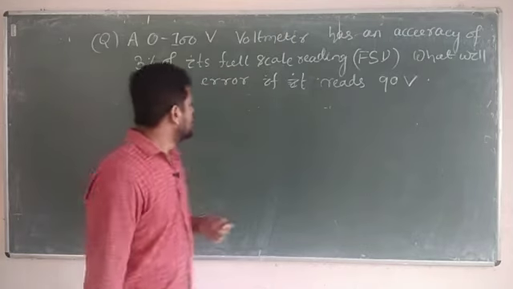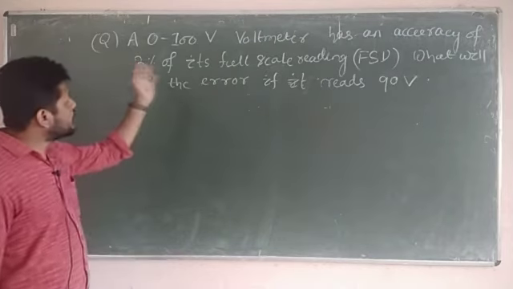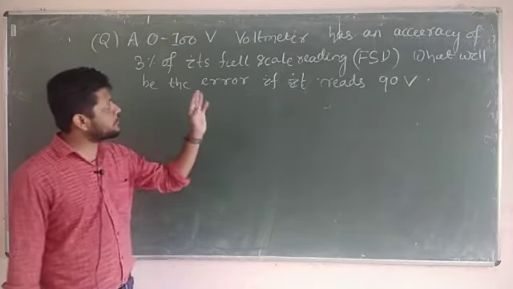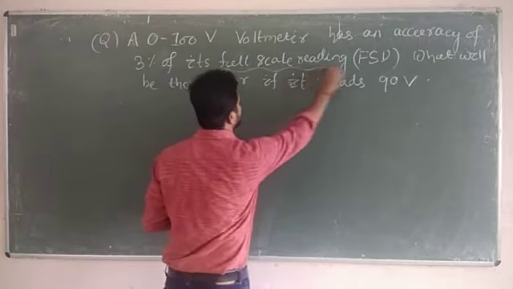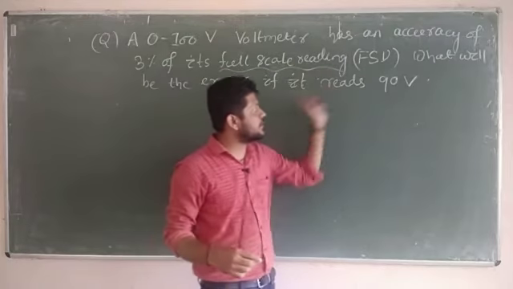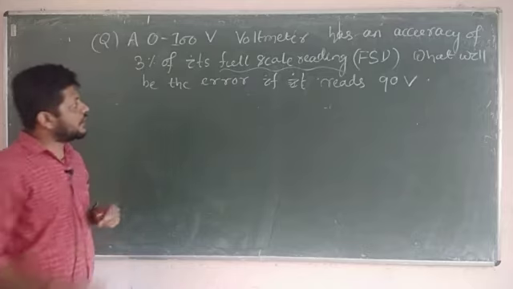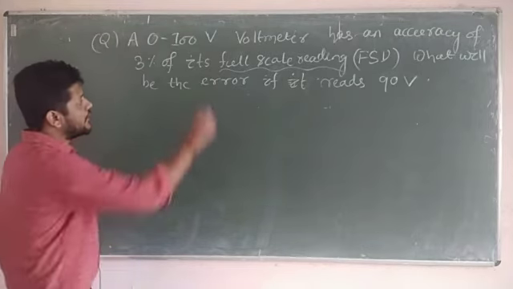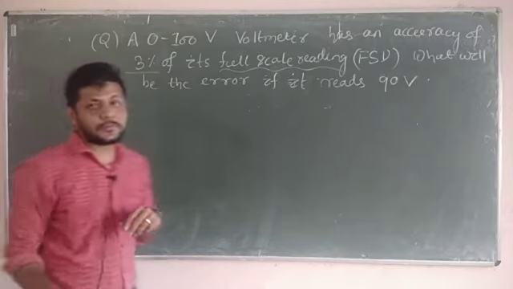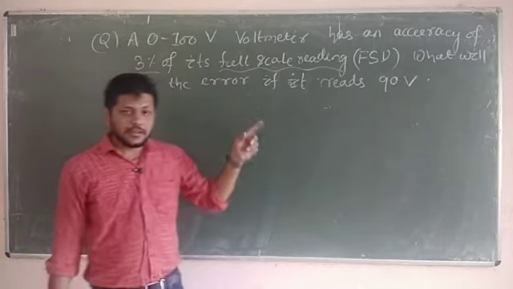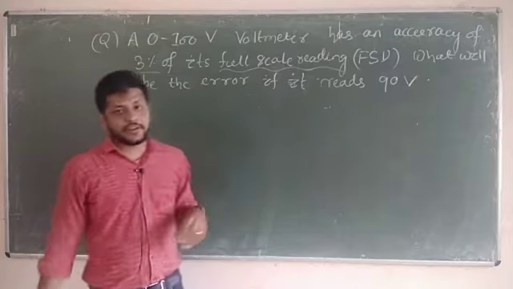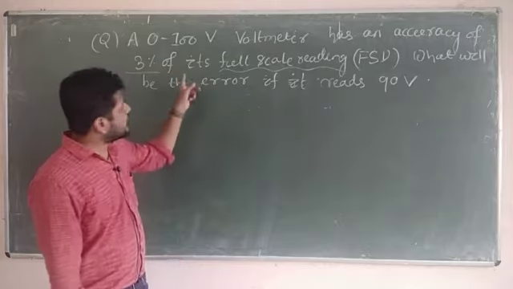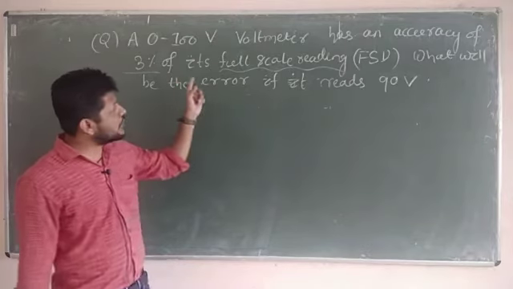So the question given here is: a 0 to 100 voltmeter has an accuracy of 3% of its full scale reading. Please note it down. The short form is FSD, full scale reading. What will be the error if it reads 90 volt? What is given is an accuracy of 3%. Accuracy here means this instrument gives 3% of error. At what reading does it give 3% error?